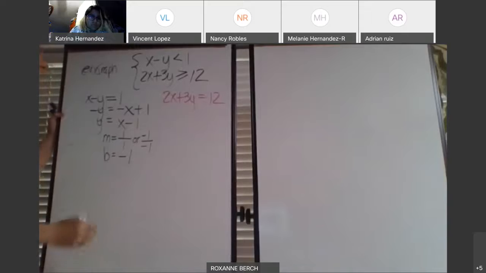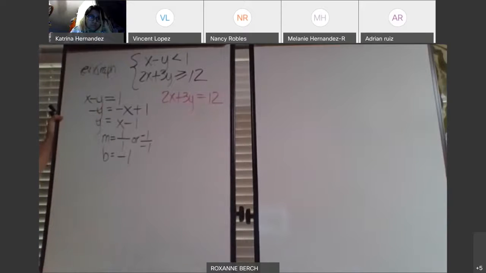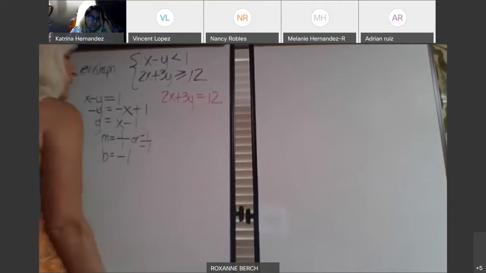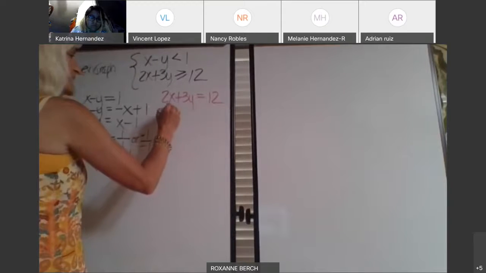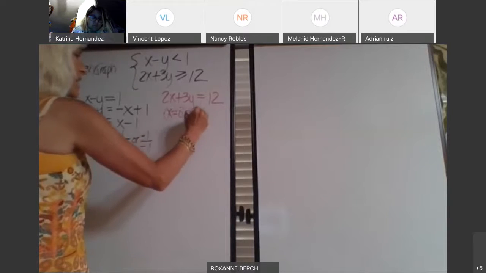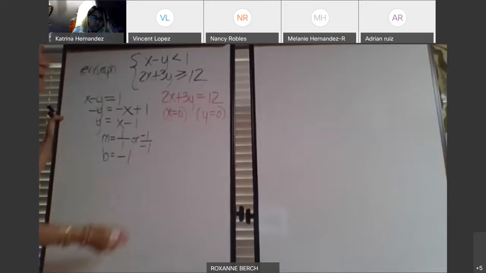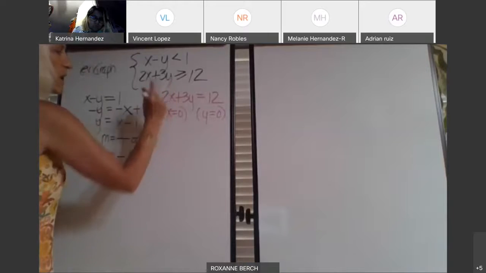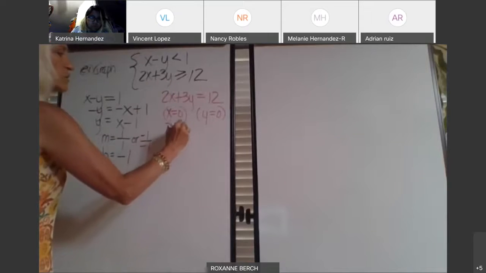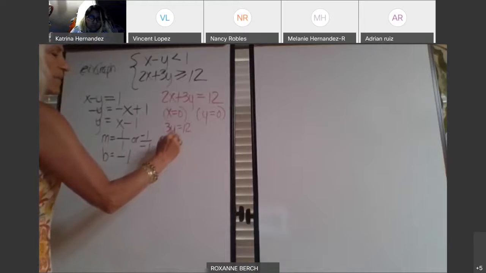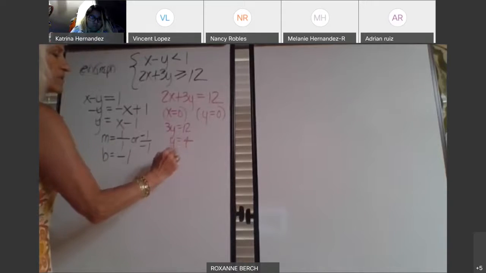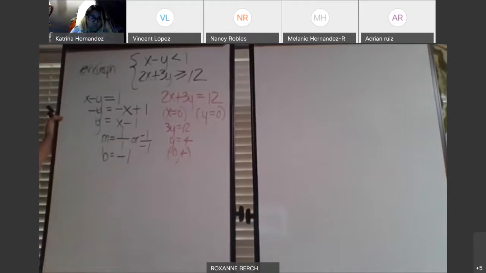Over here, I'm going to graph that equation. I'm not going to solve for y. It's too much. It's too messy. So what I'm going to do is set x equal to 0, and set y equal to 0, and find the x and y intercepts. So when you set x equal to 0, you get 3y is equal to 12. Solve for y. Divide by 3. So your y intercept is 0, up 4.